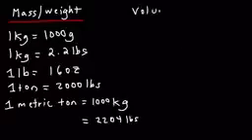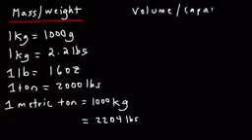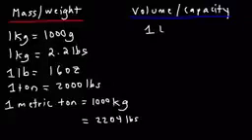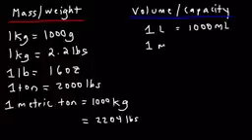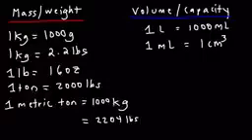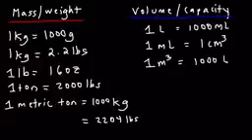Now let's move on to the next topic, that is conversion factors for volume or capacity. One liter is equal to 1,000 milliliters. 1 milliliter is equal to 1 cubic centimeter. And a cubic meter is equal to 1,000 liters.